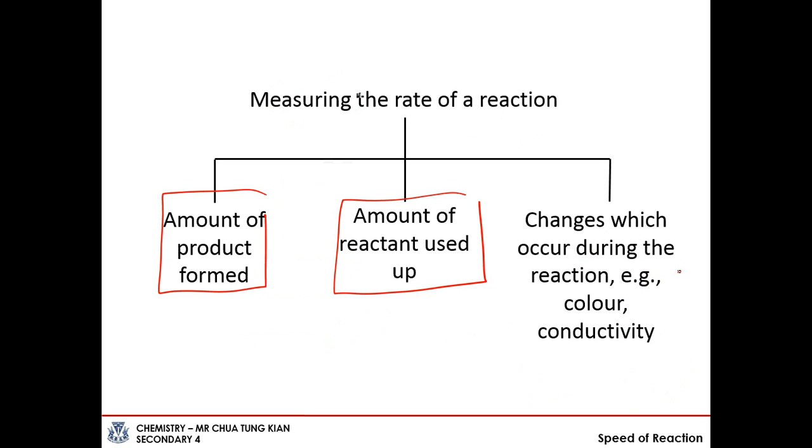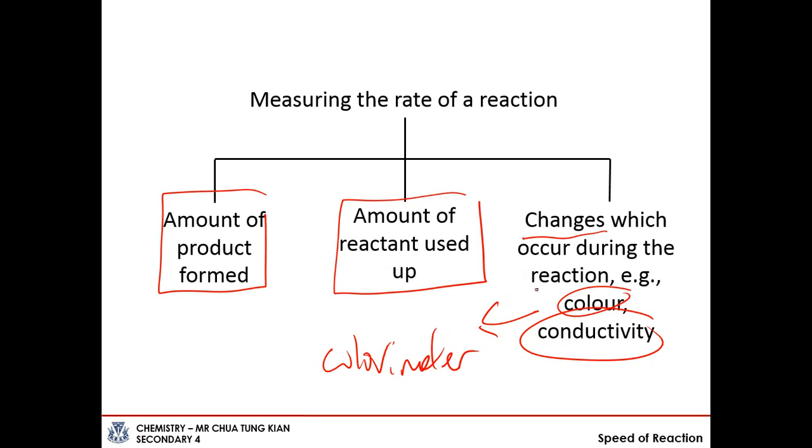Another way we can measure the rate of reaction would be to see what changes occur during the reaction. So for example, color or conductivity. So maybe we have a reaction where the reaction mixture is initially colorless, and as the reaction proceeds, more and more substance is formed, and we can measure the changes in color with a colorimeter.